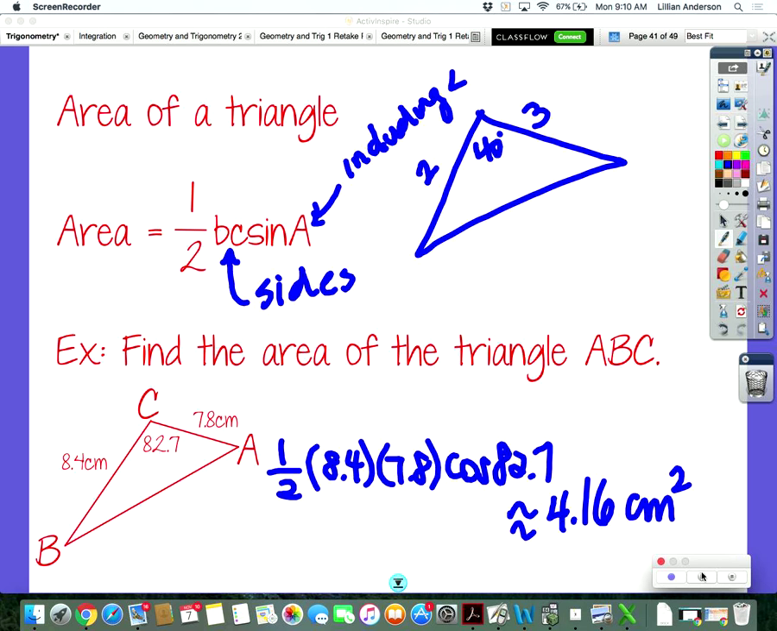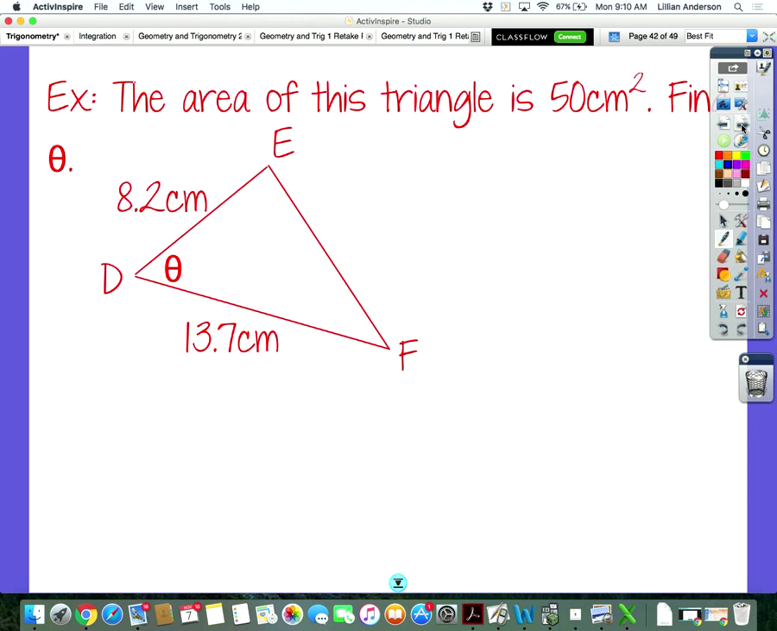It really is straightforward. A lot of times you might have to find that included angle, and then it asks you to find the area. Usually it goes together with using law of sines or cosines, and then finding the area. Okay? All right. Let's take a look at this one.